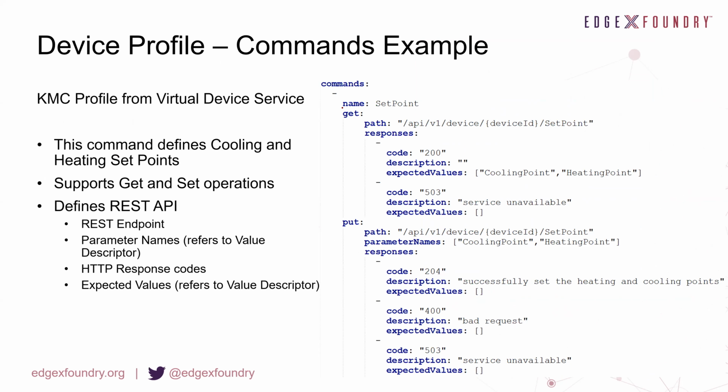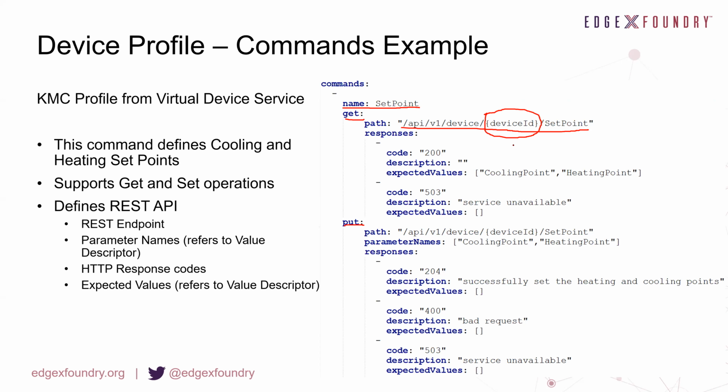So in this case, we're defining a command named setPoint, and it enables two different methods. We have an HTTP GET method and an HTTP PUT method defined for this command. In this case, we can define different REST endpoints for each of these. You'll notice that this is all templated for the device profile. So we can use this one device profile for multiple devices at the device service layer.